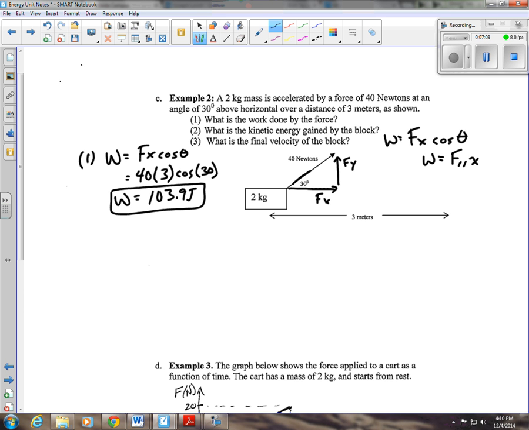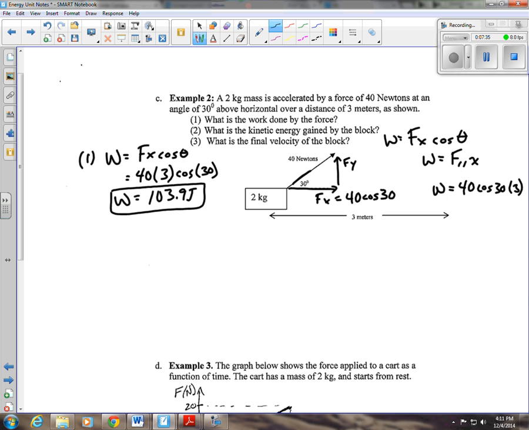The y component actually isn't doing anything in terms of work or in terms of changing the energy. So we're only going to worry about the F x. The F x is 40 cos 30. And then I could do that force times 3 meters. And it's mathematically identical. So you can look at it either way.